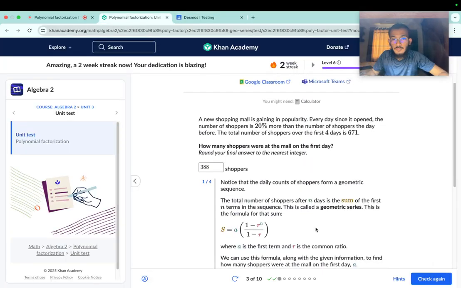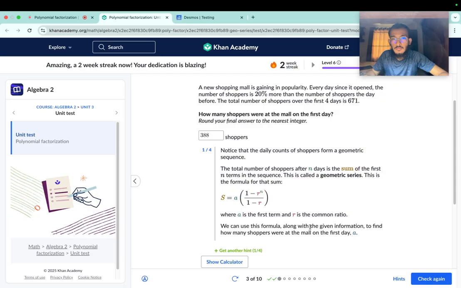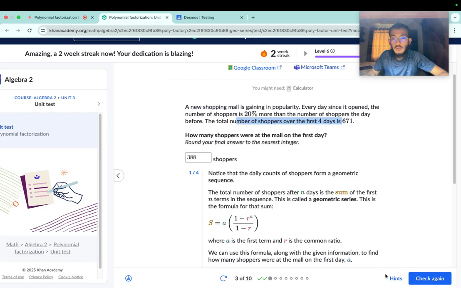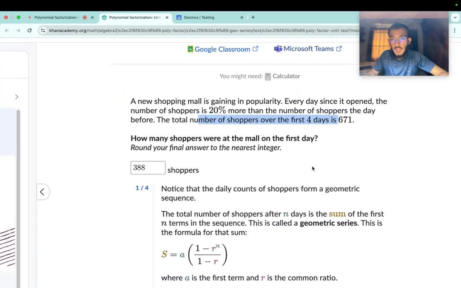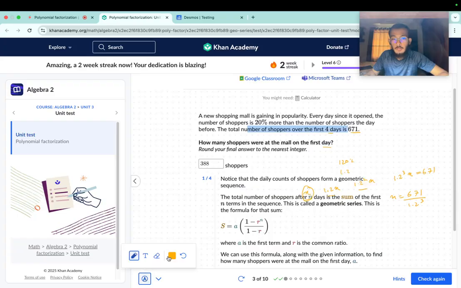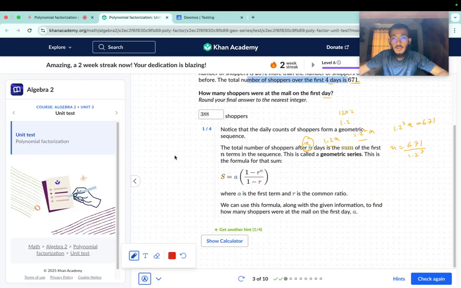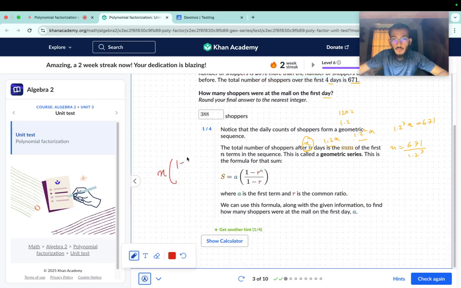What's the issue? Oh, the total number of shoppers over the first 4 days is 671, which means it's not the number of shoppers on the fourth day. We have to use the formula for the sum. The sum of the first 4 days uses this formula. So that means for 4 days, we have x times (1 minus r, the common ratio, 1.2 to the power n, which is 4) upon 1 minus 1.2, and this equals 671.